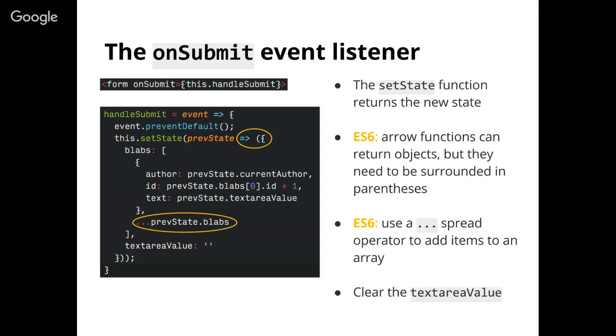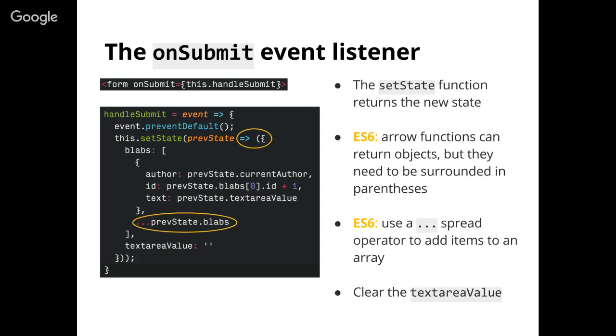And another more interesting part of ES6 is this new spread operator. Spread operator is really cool. It allows you to essentially explode an array or an object into its individual parts and pass it into a new object or a new array. So what we're doing here is setting the state when we submit a new blab to be a new array where, at the very top, remember, new blabs go to the top, not the bottom of the list, we're adding a new object with a new author, new ID, and new text based on maybe parts of the old state or whatever else.